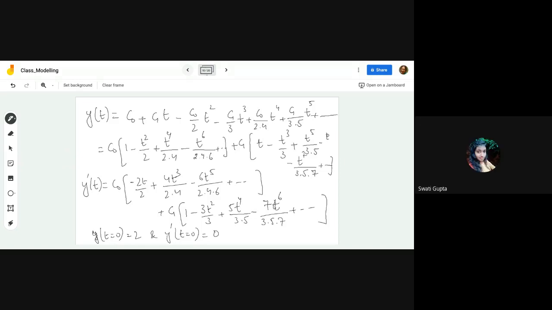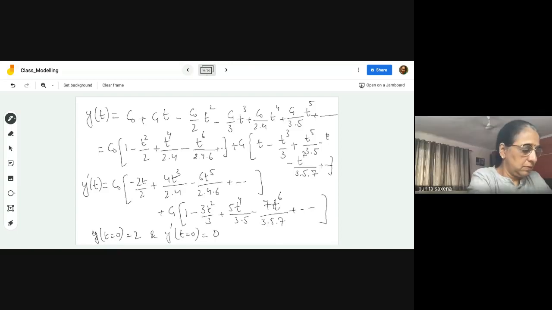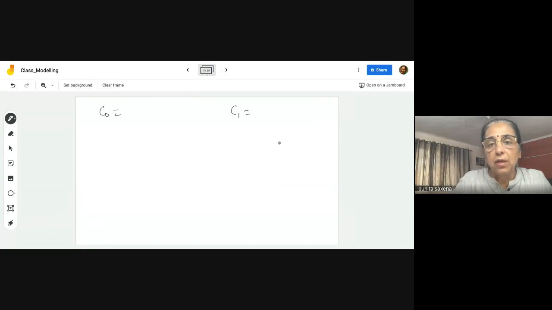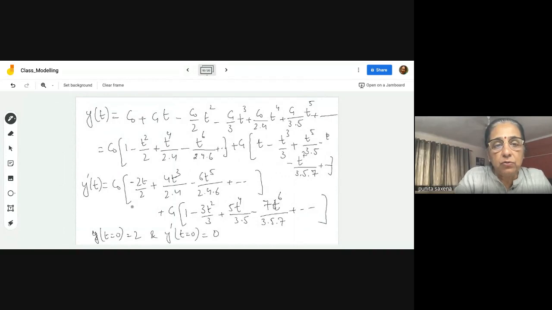Ma'am, C1 is 0 and C naught is 2. Right. Okay. So you're getting your C1 to be 0 and C naught is 2. That means your particular solution is actually, so we'll substitute the values in this solution that we obtained.